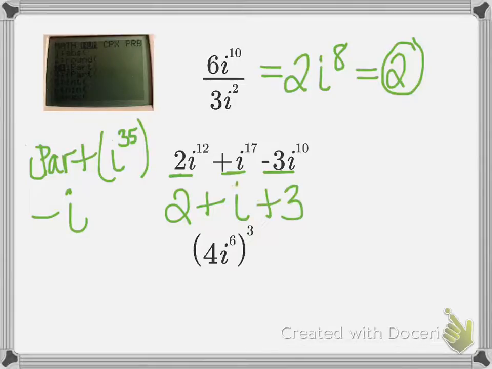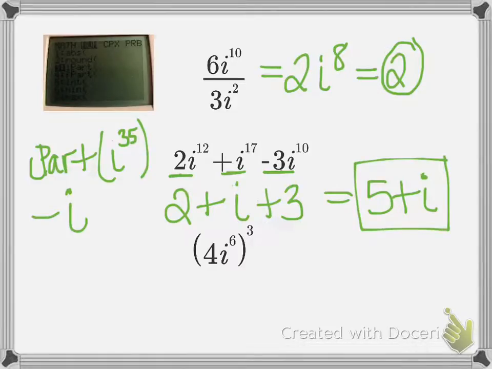So once you've done this, you've figured out what each individual power comes out to be. You can combine like terms. 2 plus 3 would give me 5. And the i doesn't have anybody to go with, so that just sticks on as part of our answer. So my final answer is 5 plus i.